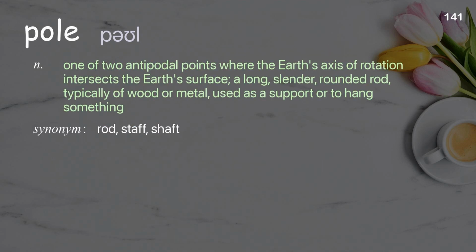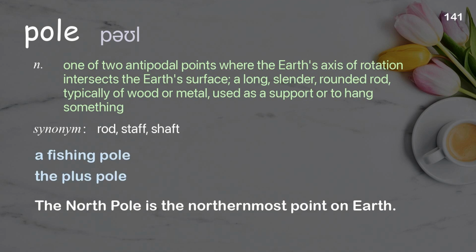Pole. One of two antipodal points where the Earth's axis of rotation intersects the Earth's surface, a long, slender, rounded rod, typically of wood or metal, used as a support or to hang something. Examples: A fishing pole, the plus pole. The North Pole is the northernmost point on Earth.